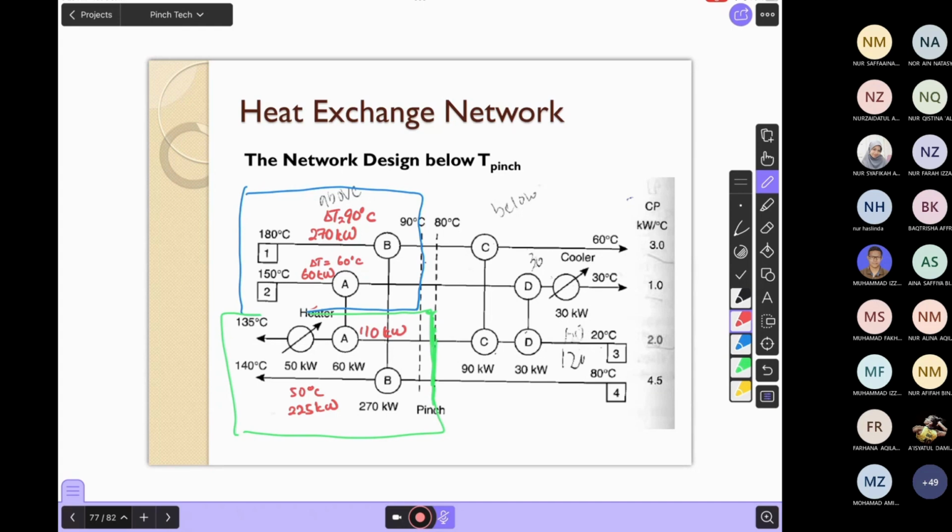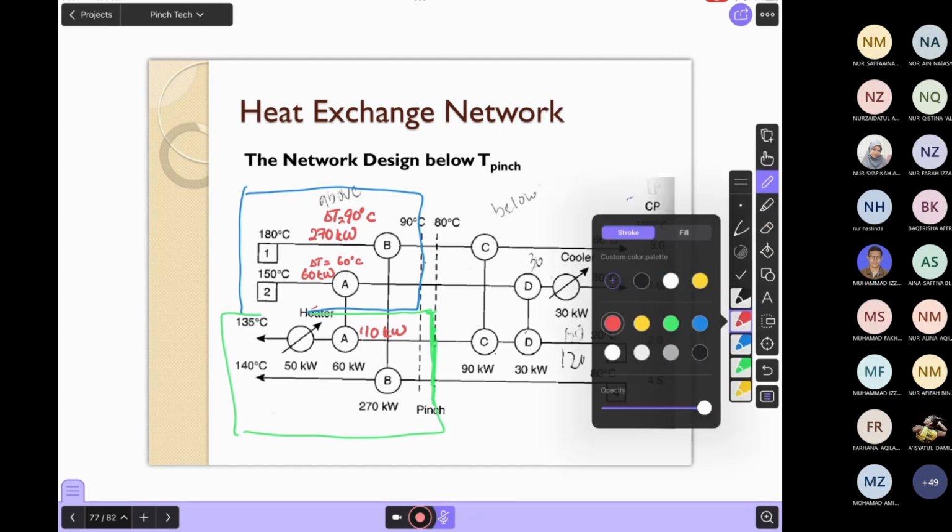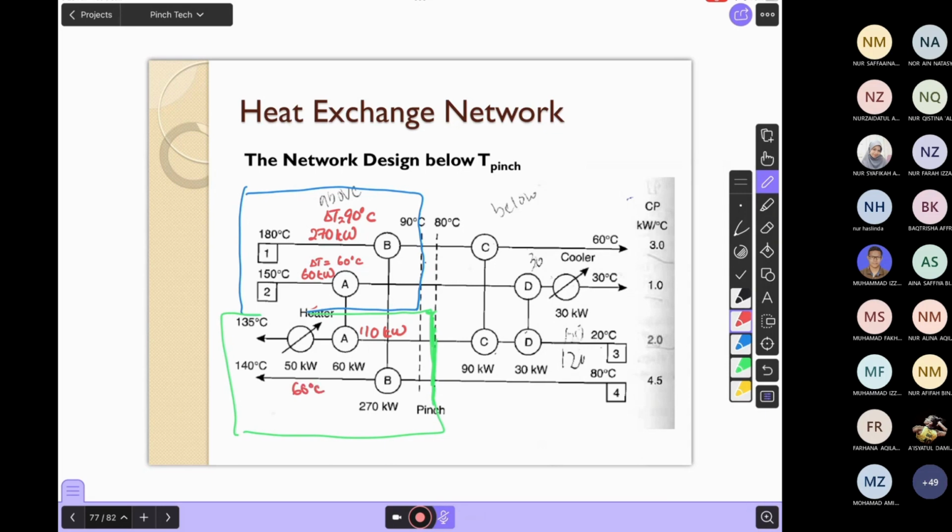Okay. Alright. Then dia kahwinkan. Dia suka nak kahwin kan. So yang ni tadi dah salah. Ini kena padam. Ni. Okay. So ini adalah 60. Belajar sehingga pandai. Okay. 60 minus 4.5, 270. Okay. So you ada 270 kilowatt.